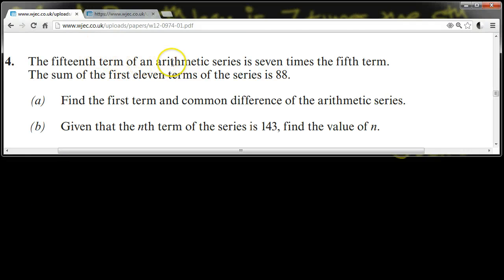The 15th term of an arithmetic series is 7 times the 5th term. The sum of the first 11 terms of the series is 88. Find the first term and the common difference of the arithmetic series. Given that the nth term of the series is 143, find the value of n.